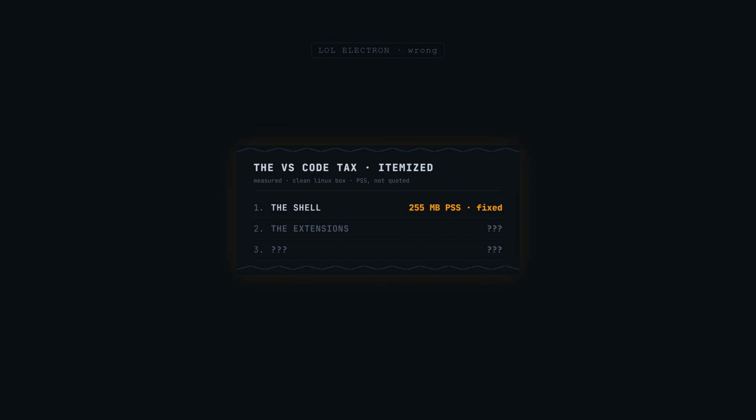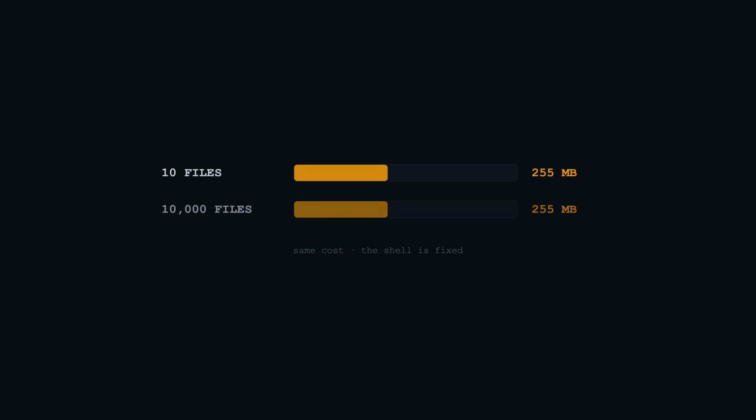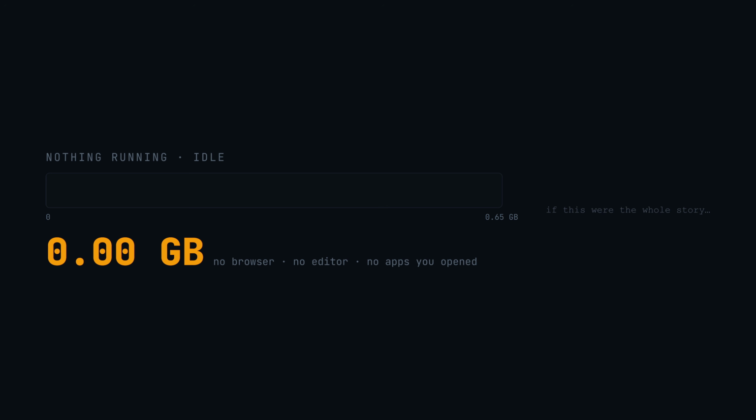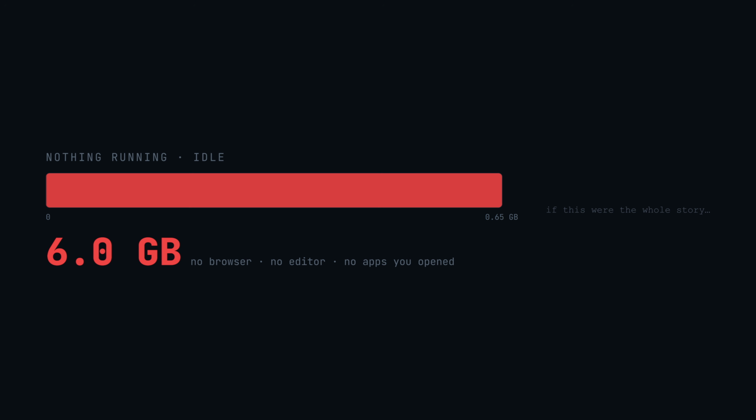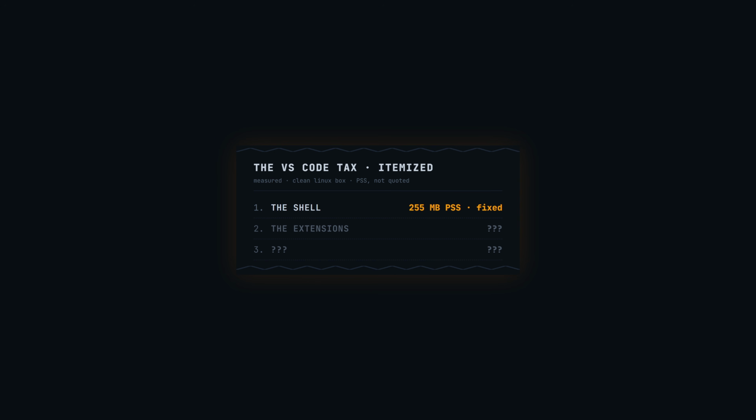Now here's what the LOL Electron crowd gets wrong. This part of the tax is fixed. It's the same whether your project has 10 files or 10,000. If the shell were the whole story, VS Code would idle at 600 megabytes, and we wouldn't be having this conversation. The part of the invoice that grows, that's where it gets interesting.